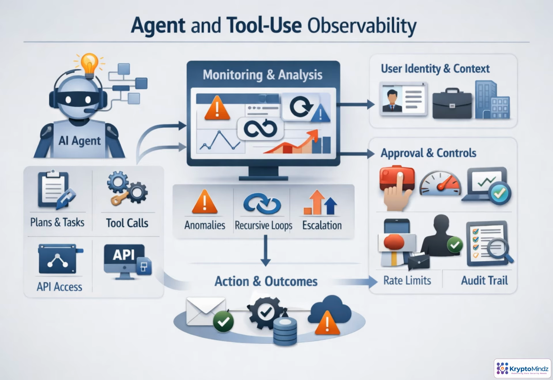Agents add another layer of risk because they are not just generating answers. They make plans, choose tools, call APIs, and may change real business systems. Observability has to follow that full chain: which user delegated authority, what context applied, which policy checks ran, and what outcome occurred. Strong controls watch for loops, unusual tool volume, escalation attempts, and unauthorized actions, then apply approvals, rate limits, kill switches, and audit trails.